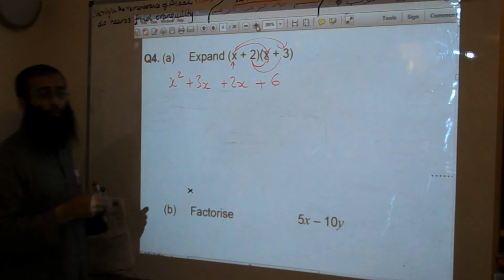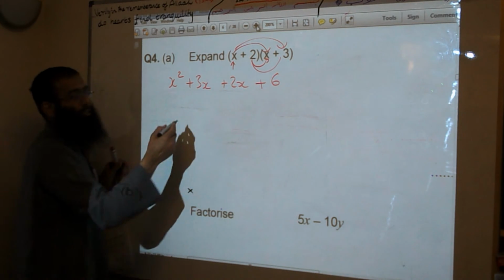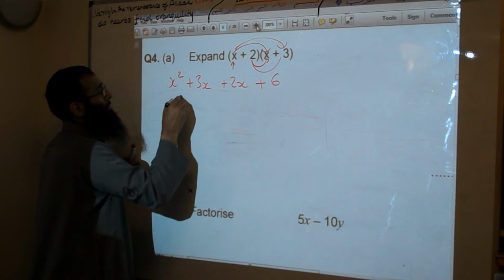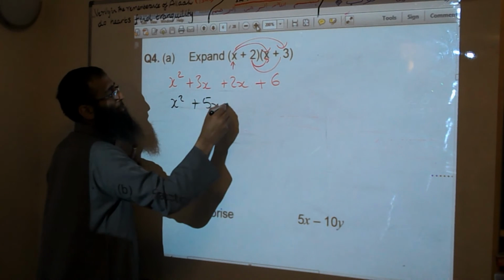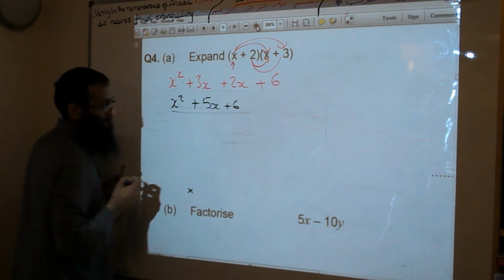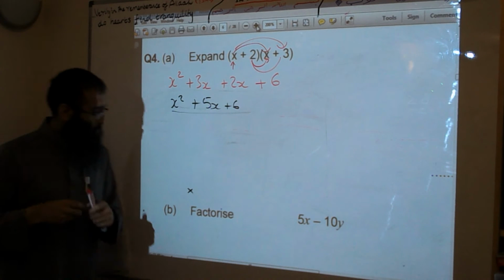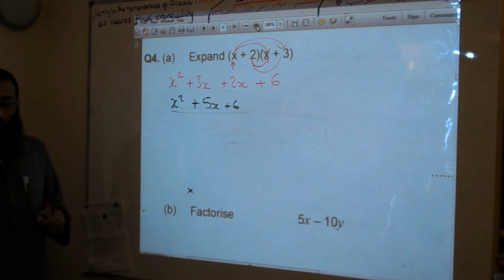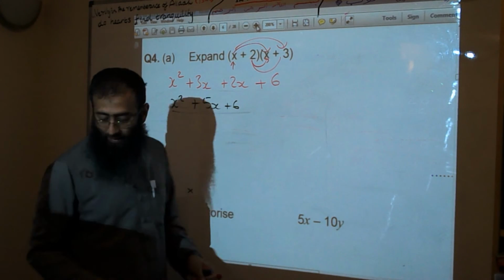Okay, now what do you get for that, Umar? What was the simplified answer? X squared plus 5x plus 6. X squared plus 5x plus 6 is a beautiful answer. Lovely. Thank you. Okay. Mr. Safi, you get that as well? Right, good. Factorize 5x minus 10y now.